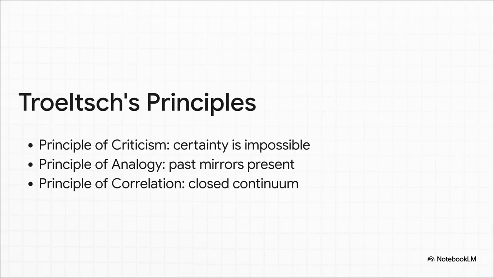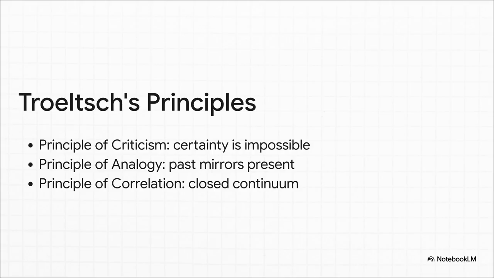Then we look at Ernst Troeltsch, who is on the complete other end of the spectrum. He excludes the supernatural entirely, using 3 really radical principles. First, the principle of criticism, which argues that absolute certainty is just impossible. All of history relies on degrees of probability. Second, the principle of analogy. This one says that past events have to mirror our present experience. So if we don't see literal miracles breaking the laws of physics today, we have to assume they didn't happen back then either. And third, the principle of correlation, which claims that history is a completely closed, unbroken continuum of cause and effect. So for Troeltsch, a historical explanation literally cannot involve the divine.